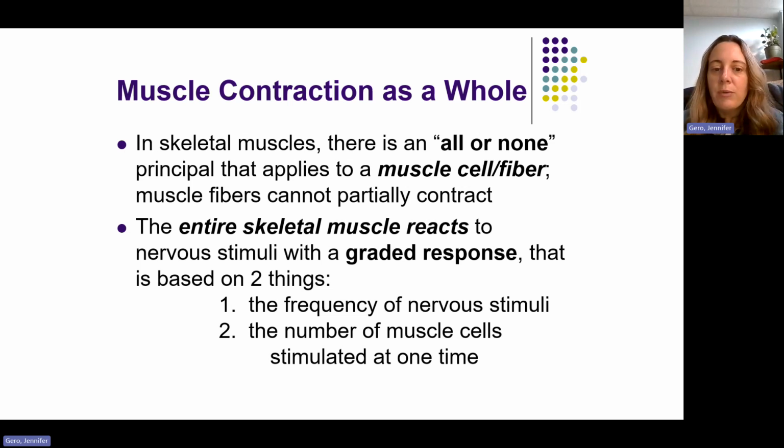There's going to be a different frequency of stimuli coming from the nervous system, and also the number of muscle cells that are going to be recruited to contract will be different. I don't need very many to be recruited to pick this up. I'm going to need to recruit quite a few muscle cells in order to lift this desk up.